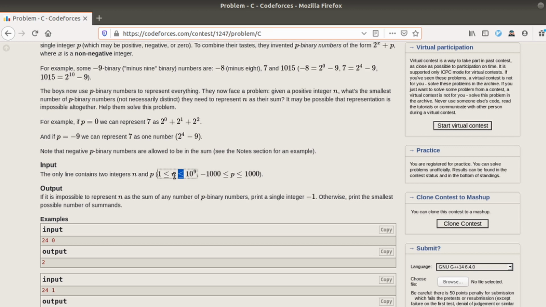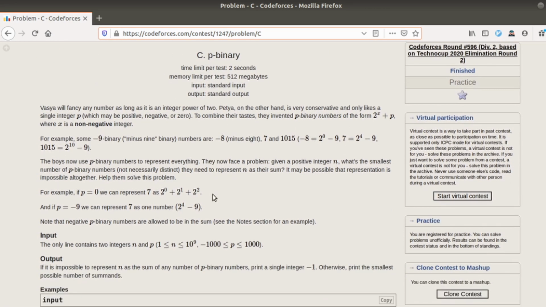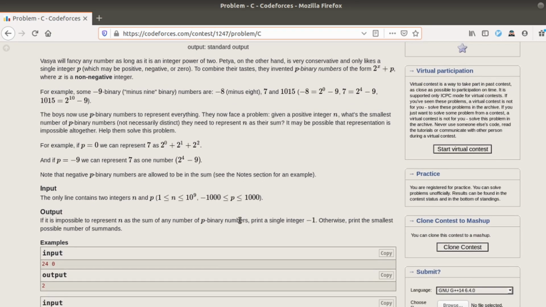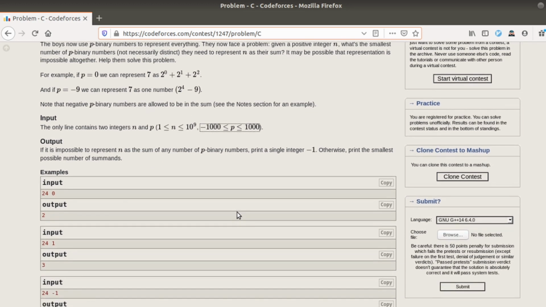So let's look at the constraints. N is between 1 and 10 power 9. If the complexity depends on n, if it is big O of n, it won't solve in 2 seconds. It exceeds more than 2 seconds and your solution won't pass. So let's look at the p value here. It ranges between minus 1000 and 1000. So we have to concentrate on p more than n to approach a better solution.